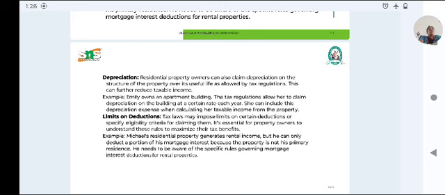Depreciation. Residential property owners can also claim depreciation on the structure of the property over its useful life as allowed by tax regulations. This can further reduce taxable income. For example, Amy owns an apartment building. The tax regulations allow her to claim depreciation. It is also not his primary residence. He needs to be aware of the specific rules governing the mortgage interest deduction on the rental property.